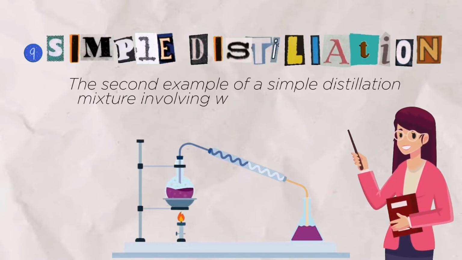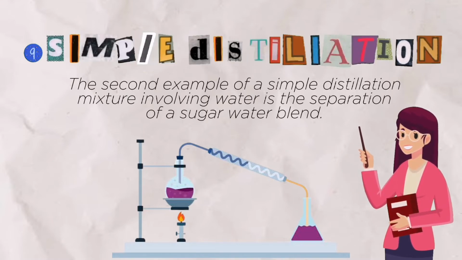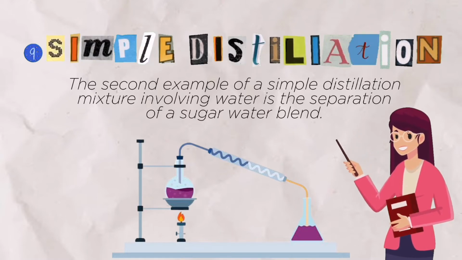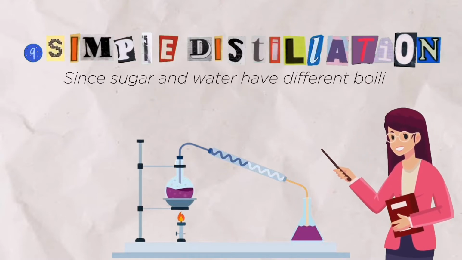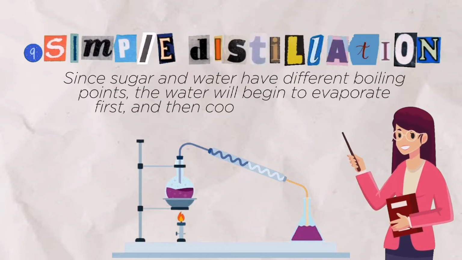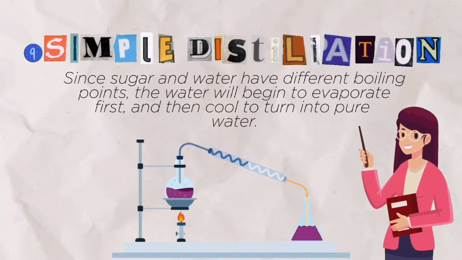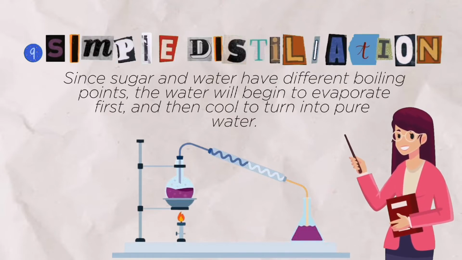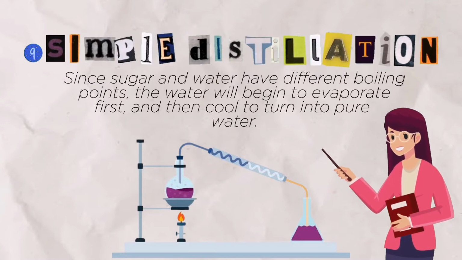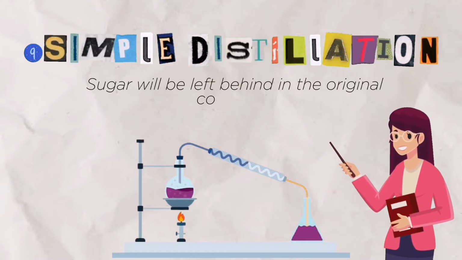The second example of a simple distillation involving water is the separation of a sugar-water blend. Since sugar and water have different boiling points, the water will begin to evaporate first and then cool to turn into pure water. Sugar will be left behind in the original container.